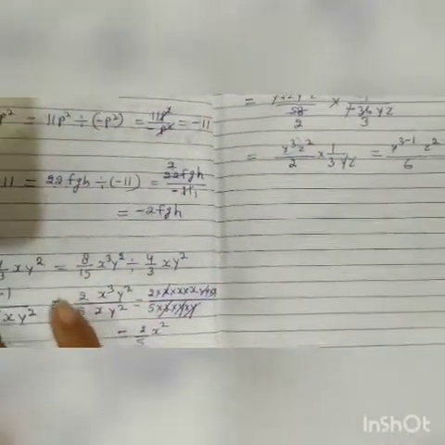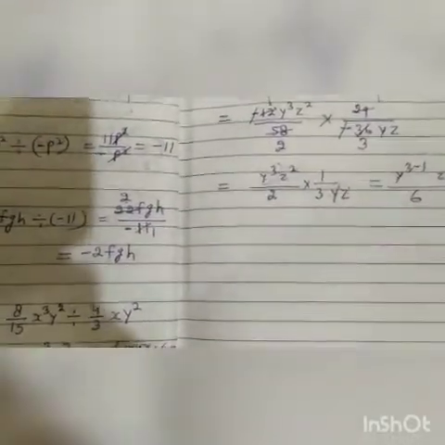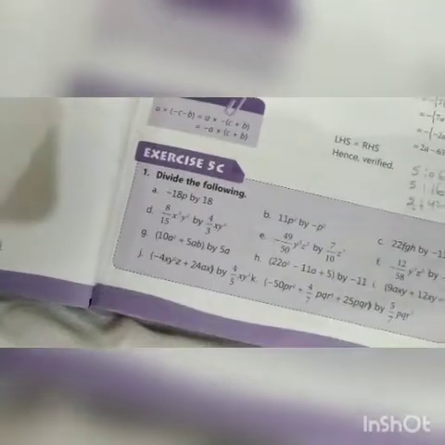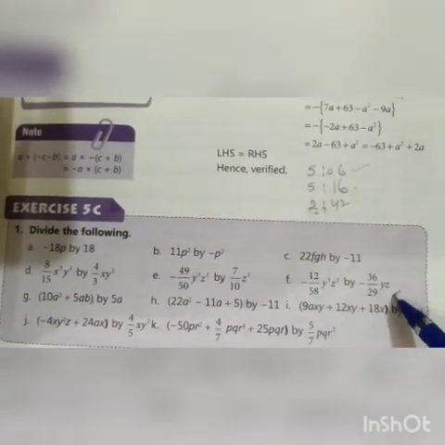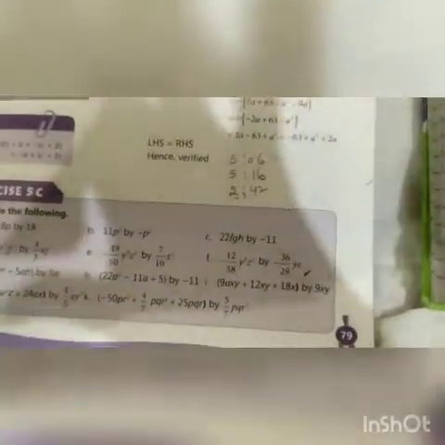Clear? So students, today we will do up to F part. Exercise 5C, question number 1 up to F part. Remaining parts we will do in the next class.